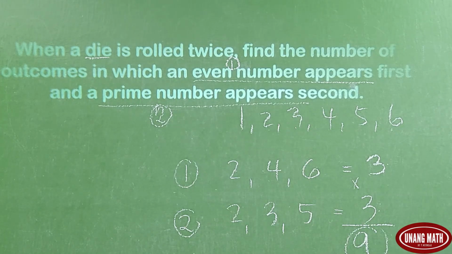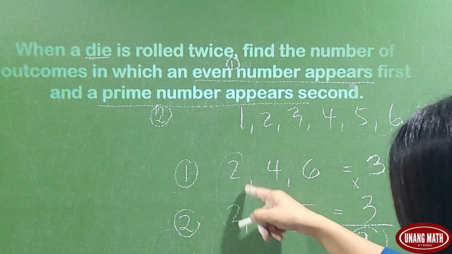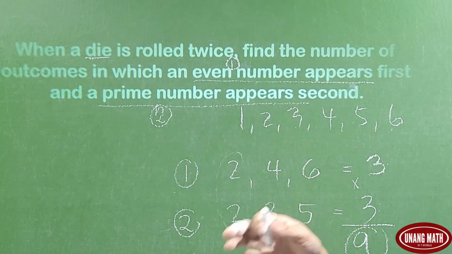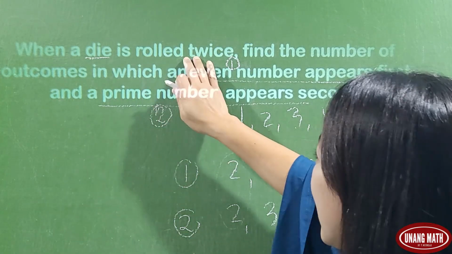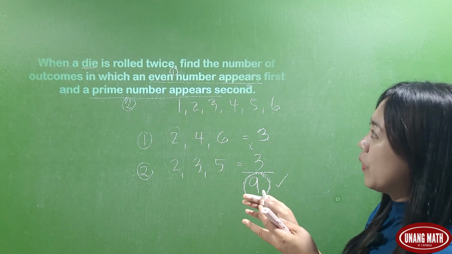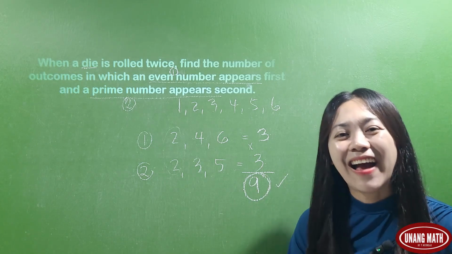So there are 9 outcomes. But as you can see here, 2 and 2 repeat. These 2 numbers repeat here. But take note, we rolled the die twice. So still, there are 9 outcomes. So the answer to this problem is we have 9 outcomes.